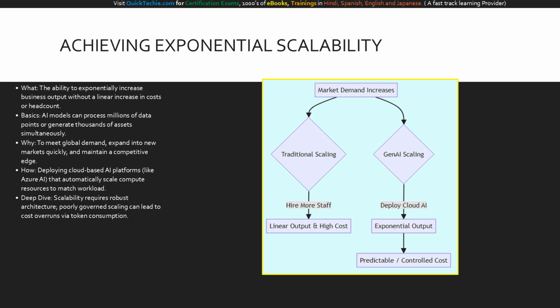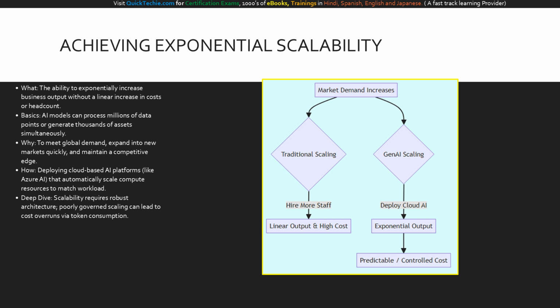However, a deep dive into scalability reveals a hidden trap: cost drivers. Because advanced models often use token-based, pay-as-you-go billing, scaling without governance can break your budget. True business value is achieved when you scale operations exponentially while keeping your cost curves predictable and flat.